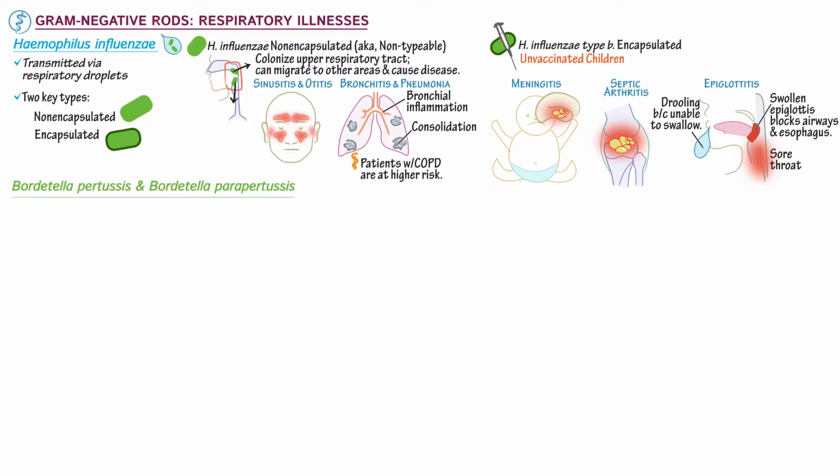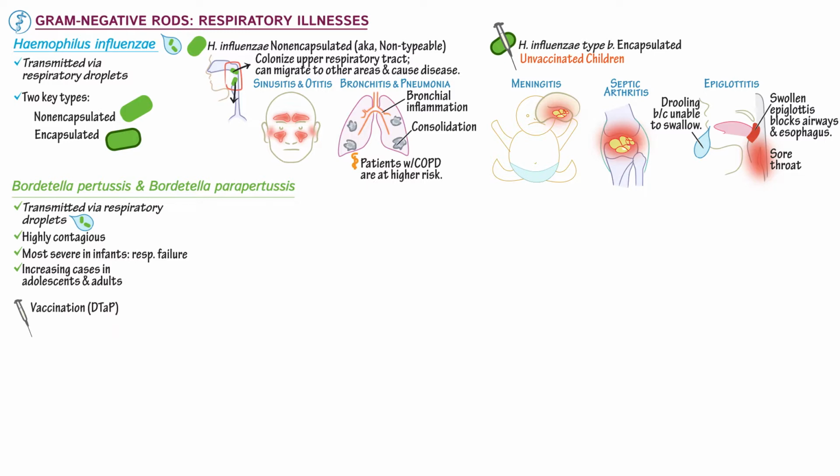Next, indicate that Bordetella pertussis and Bordetella peripertussis are also transmitted via respiratory droplets. These bacteria cause pertussis, also referred to as whooping cough. Then indicate that infection is highly contagious and is most severe in infants who experience respiratory failure, and that clinicians are seeing an increased number of cases in adolescents and adults.